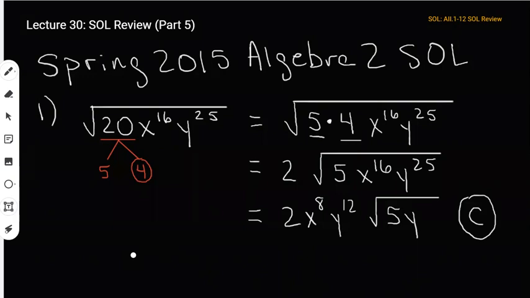Now, when you get done with this, you want to make sure that there are no more perfect squares left under the square root symbol. As long as all the perfect squares are outside of the radical, you're done. Now, we know that 5 is not a perfect square, y is not a perfect square, so those are going to be left inside the radical.